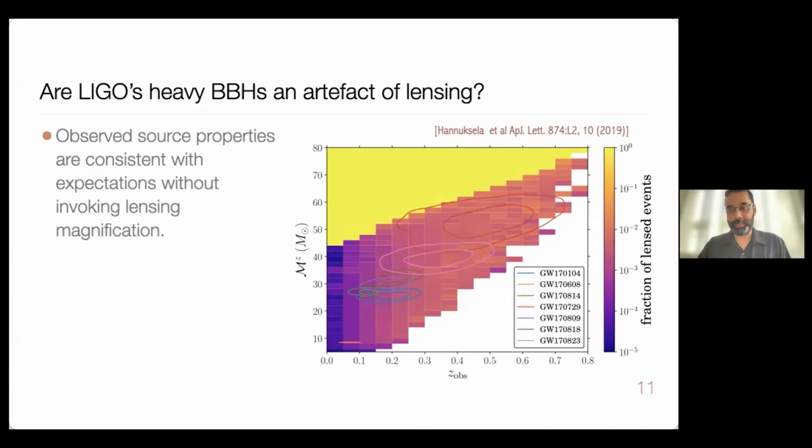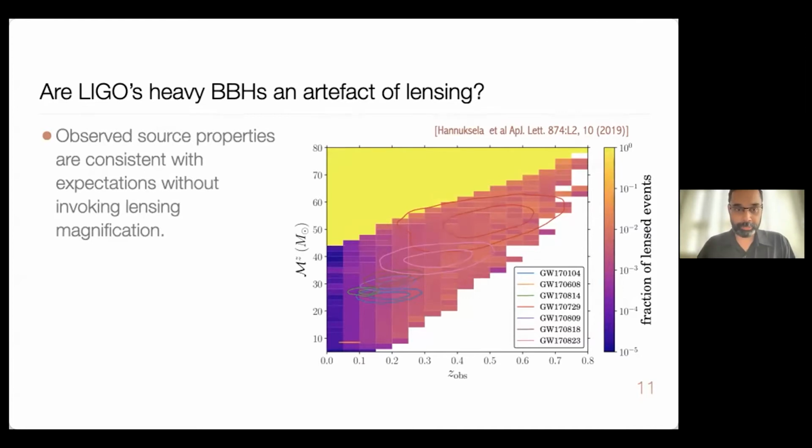So to make a statement that most of LIGO's massive black holes are lensed is a very strong statement, and we don't have that level of extraordinary evidence to make such a claim. And here is one study that looks at this.